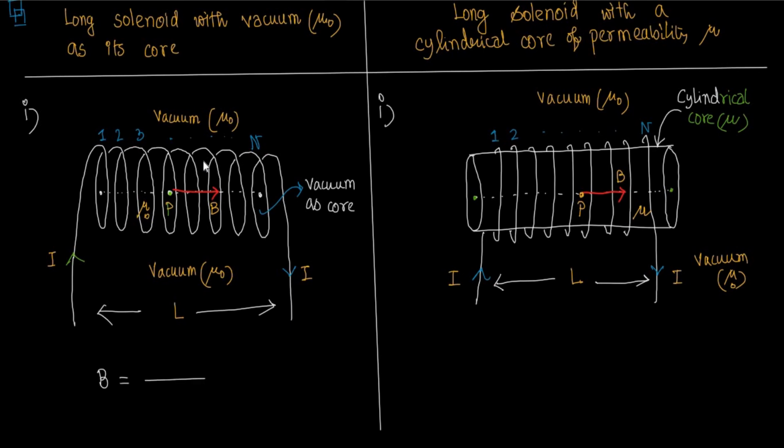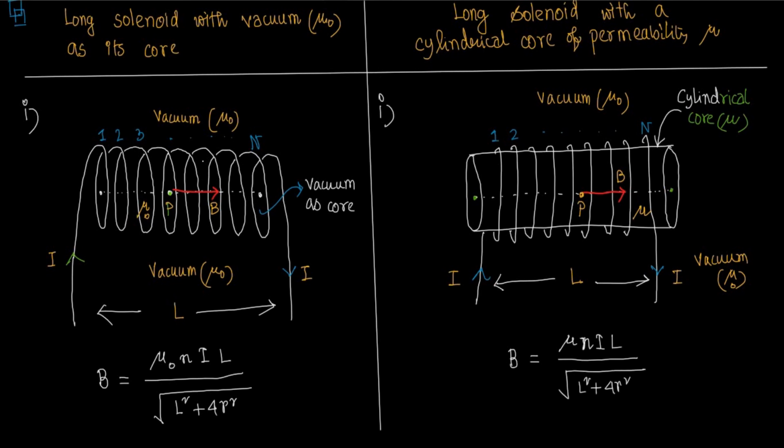Number 1, the magnetic field induction at a point P on the axis of the solenoid with vacuum as its core is B equal to mu 0 N I L divided by root over L square plus 4R square. On the right hand side, B is equal to mu N I L divided by root over L square plus 4R square. R is the radius of the circular cross section of the cylinder, and D is the diameter.